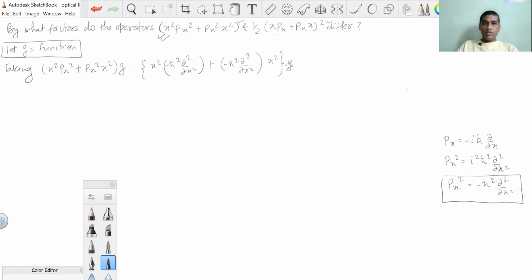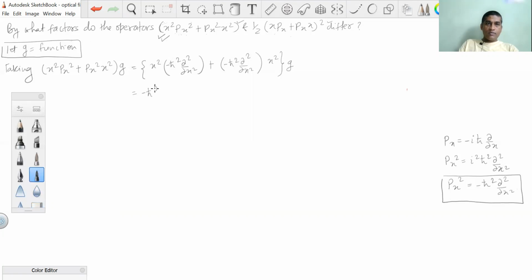Now this is the function. So we can write in this way. Okay. x square, we can take minus h bar square as common. So minus h bar square is taken as common. Now we have x square. This x square is outside, or is towards the left of the operator. So this operator operates on function g only. Clear? So we can write del square g by del x square plus next we have del square by del x square, and we have x square and g. Okay. Now this operator operates on x square and g. So we can write in this way.